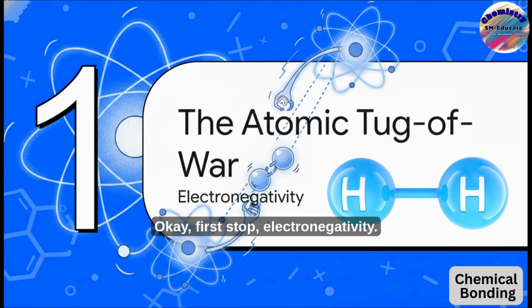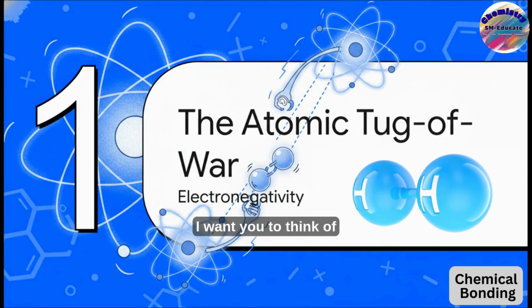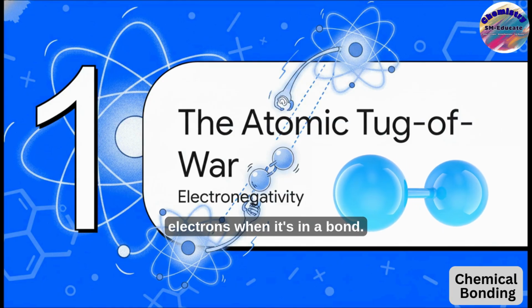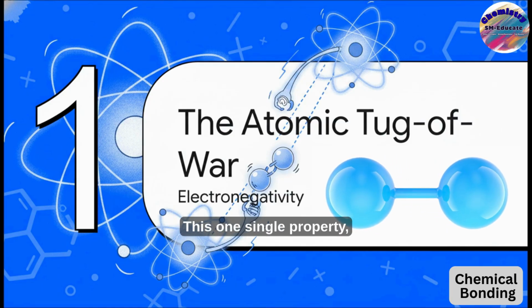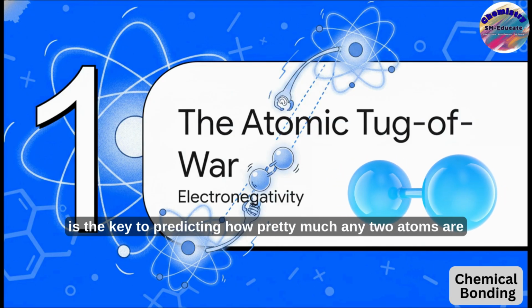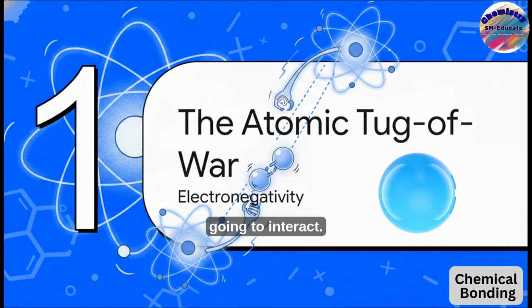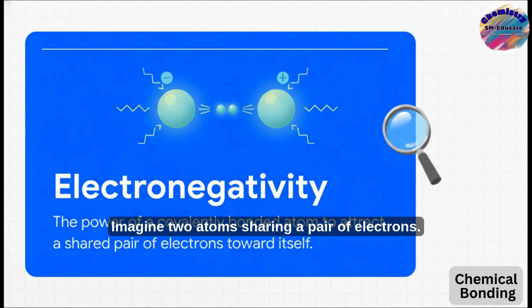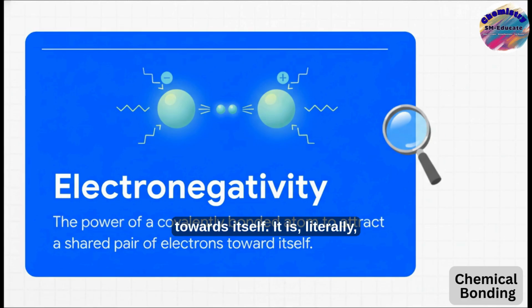Okay, first stop, electronegativity. I want you to think of this as the gripping power an atom has on electrons when it's in a bond. This one single property, believe it or not, is the key to predicting how pretty much any two atoms are gonna interact. So what is it exactly? Imagine two atoms sharing a pair of electrons. Electronegativity is just a measure of how strongly each of those atoms pulls that shared pair towards itself. It is, literally, an atomic tug of war for electrons.